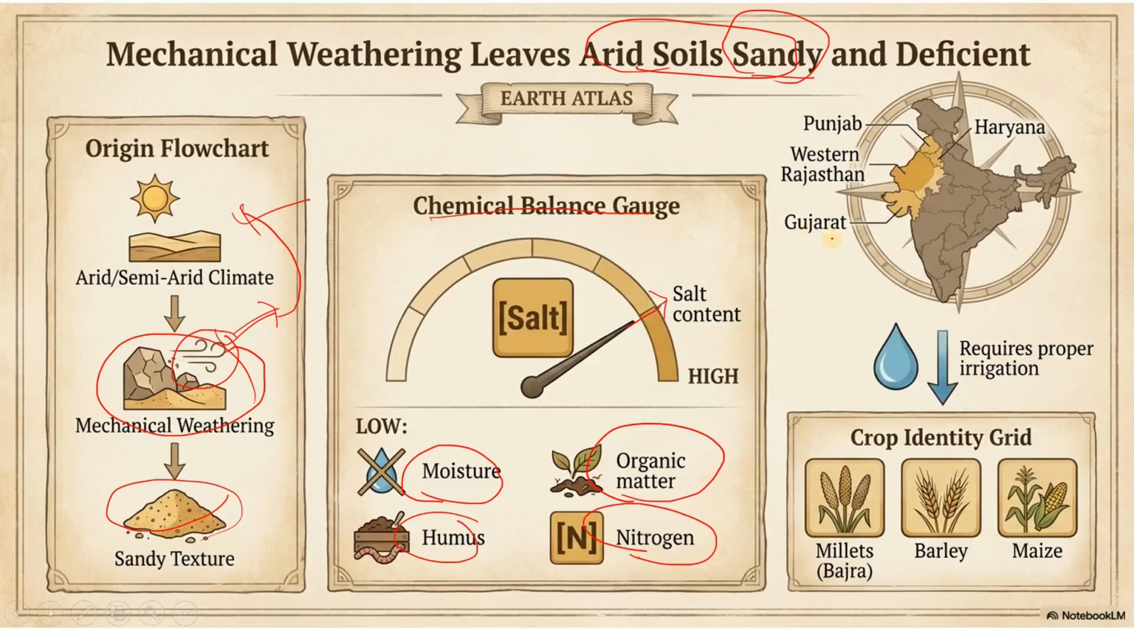And what are the crops that can be grown? Well, the millet, the barley, the maize. And where are these soils found? These are found in parts of Punjab, Western Rajasthan, Gujarat and Haryana. And these soils are called Aridisols in the USDA soil taxonomy.